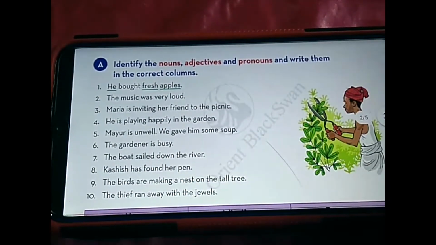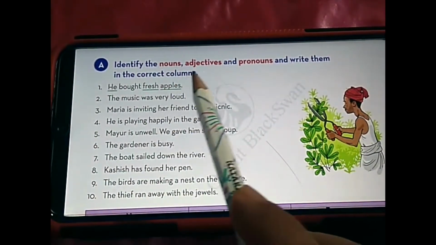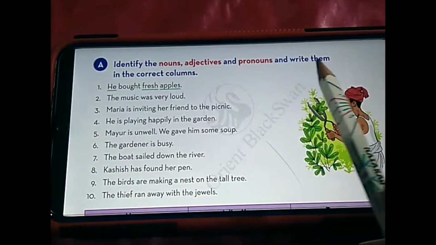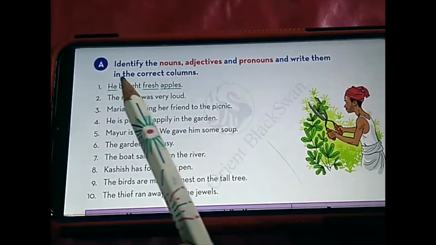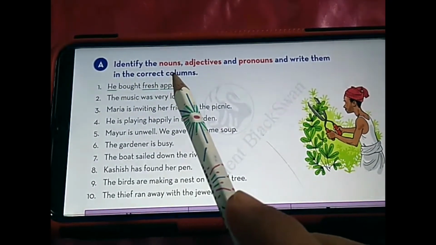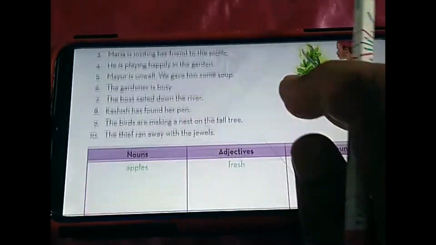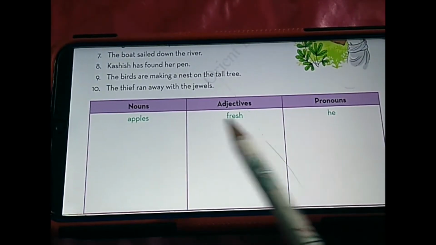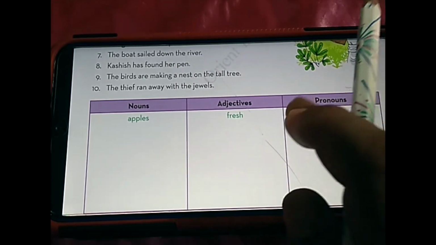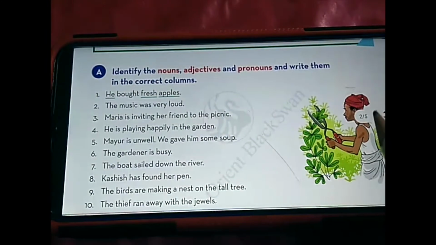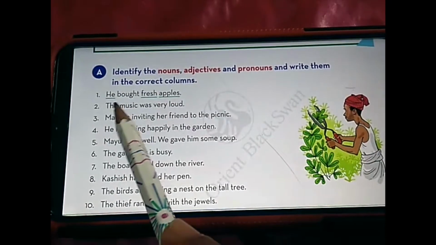Yes, students. This is the first question you can see, number A. Identify the nouns, adjectives, and pronouns and write them in the correct columns. So here the question says that we have to find out nouns, adjectives and pronouns from these sentences and write them in their right columns. Three columns are given: nouns, adjectives and pronouns. So let us see the sentences and try to find out what is noun, what is adjective and what is pronoun.